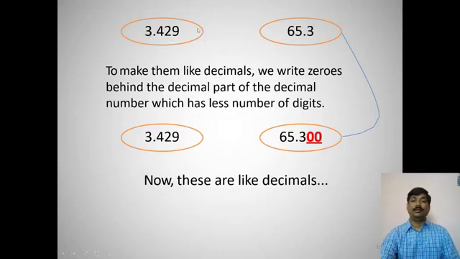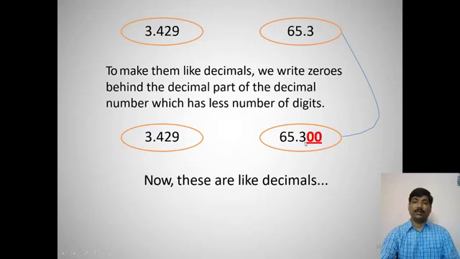In this case, the number of digits in the decimal part is 3 here and 1 here. So the number with fewer digits is this one. We will add zeros here, not here, to make 3 digits, because here are 3 digits and here 1 digit. So how do we make 3 digits? By adding two zeros. In this way, in the decimal part there are 3 digits.